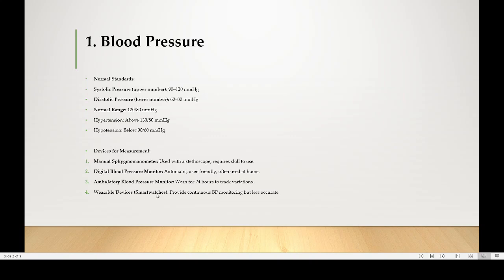Then there is the digital blood pressure monitor. Nowadays they are very common, and even in households you can find this kind of device. It is a very simple type of device. Here you can see the digital blood pressure monitor. It is very simple, automatic, and anybody can use it. Then the ambulatory blood pressure monitor is another type of device.